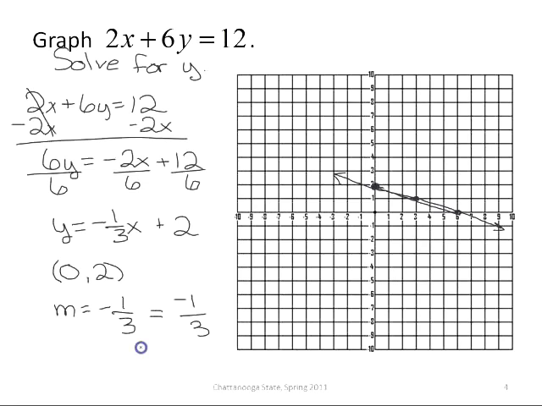I also could have thought of this as a positive 1 over a negative 3, which means from this first point I would have gone up 1, but to the left 3, and it would have gone through that point right there.